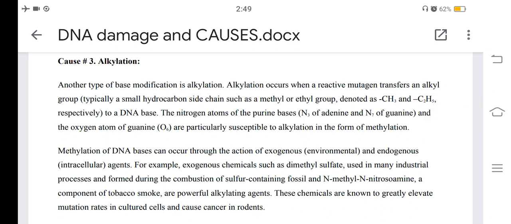Then, alkylation, one type of base alkylation, occurs when a reactive mutagen transfers an alkyl group, typically a small hydrocarbon side chain, such as a methyl or ethyl group, denoted as CH3 and C2H5 respectively, to a DNA base. A nitrogen atom of the purine bases, N3 of adenine and N7 of guanine, and the oxygen atom of guanine are particularly susceptible to alkylation in the form of methylation.